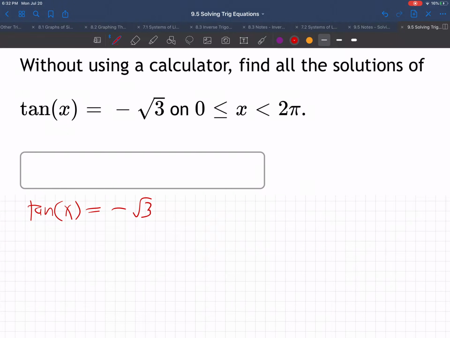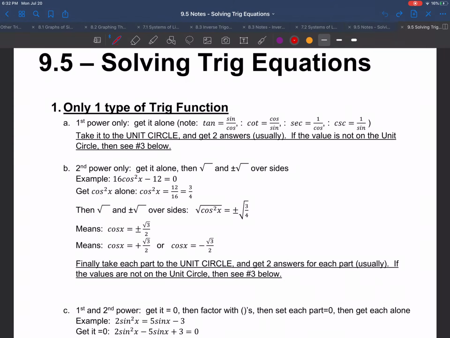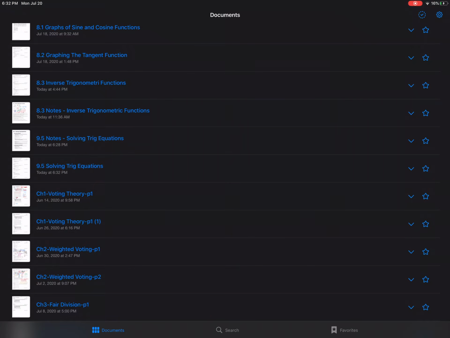Notice we just have one trig function, and it's just tangent. Let me go back to the notes and show you. Here's the notes I'm sending you, solving trig equations. So if you have only one type of trig function, which we do, and it's first power only, which it is, then just get it alone, and then take it to the unit circle and get two answers usually. All right, so let's do it.